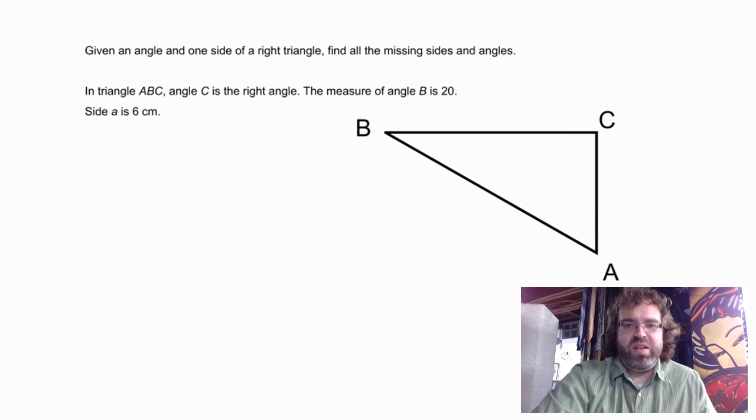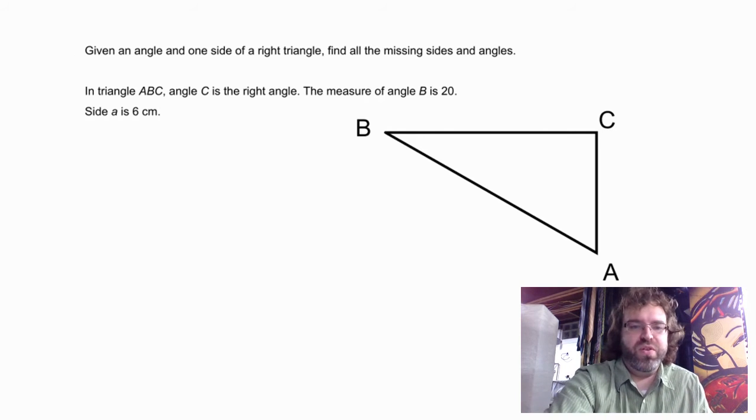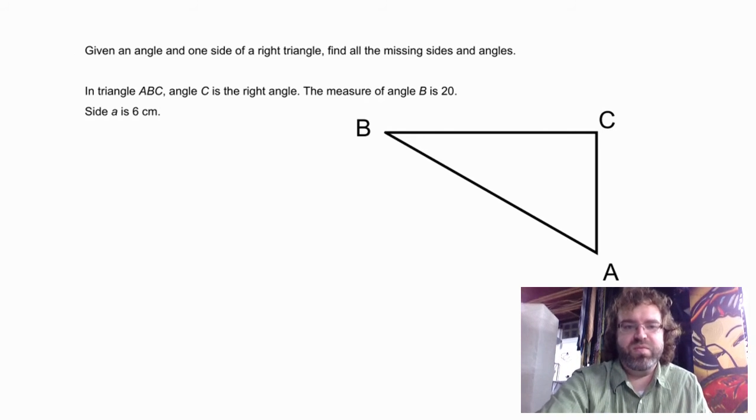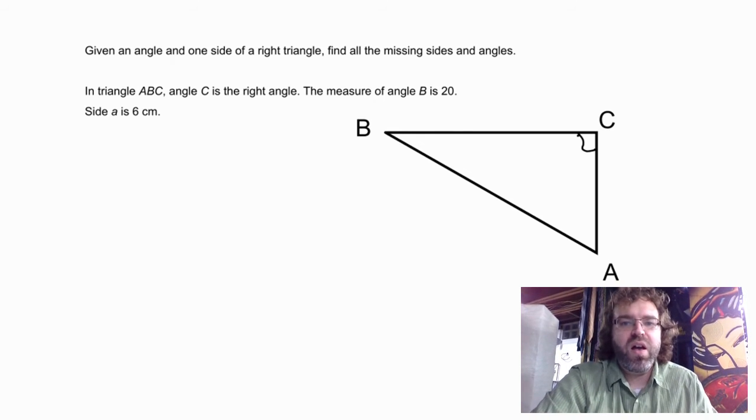Next one we've got is more realistic. Given an angle and one side of a right triangle, find all the missing sides and the missing angles. Okay, so we have triangle ABC. It's a right triangle. It doesn't show you which is the right angle, but we can tell from looking at it. Angle C would be the right angle. Oh, it says it in the problem. Angle C is the right angle.